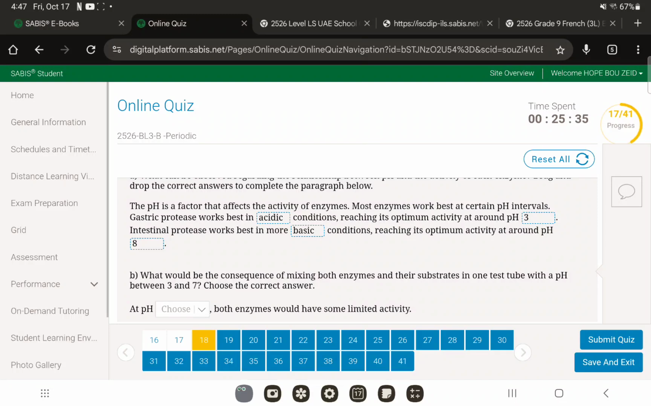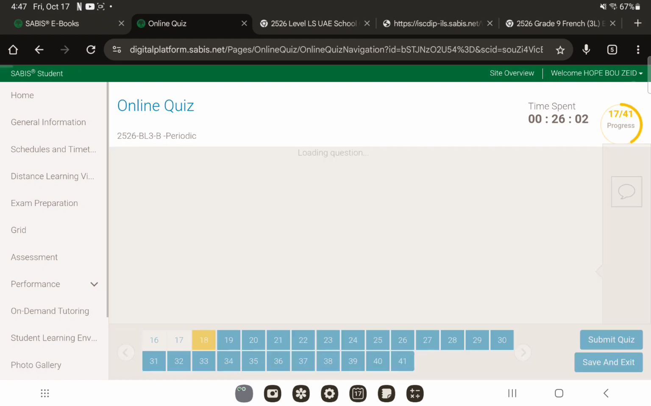What would be the consequence of mixing both enzymes and their substrates in one test tube with a pH between 3 and 7? Choose the correct answer. At pH blank, both enzymes would have some limited activity. So they said with a pH between 3 and 7, so 5. It's not very complicated, it's just between 3 and 7.